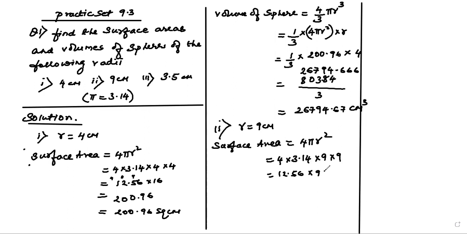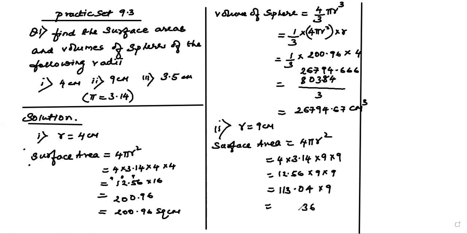12.56 into 9 into 9. Now, first with 1 nine, I'm going to multiply. 9 6s are 54. 9 5s are 45 plus 5, 50. 5 carry over. 9 2s are 18, 9 1s are 9, 108 plus 5, 113.04 into 9. Again, 9 4s are 36.